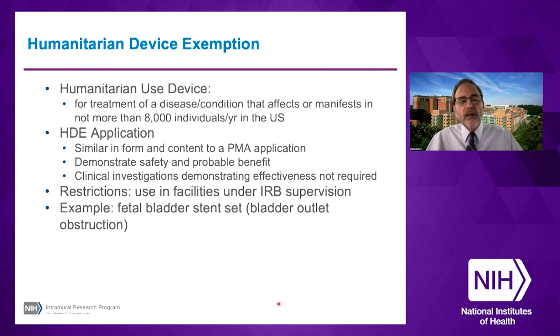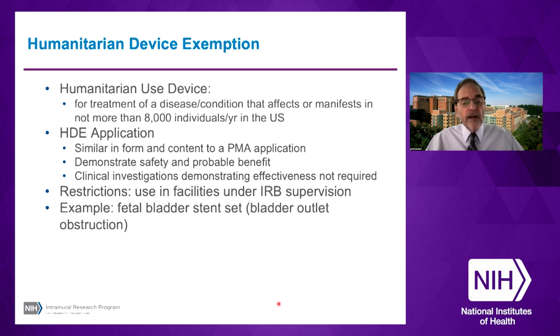And the idea is that this is such a small population that the ability to do a full effectiveness study is really limited by the small population. And so you can forego that, but you do have to make an argument that there's probable benefit. There are restrictions on its use, most notably that it has to be used in facilities under IRB supervision. And as an example, this was the first one that was approved in 1996, which is a fetal bladder stent.